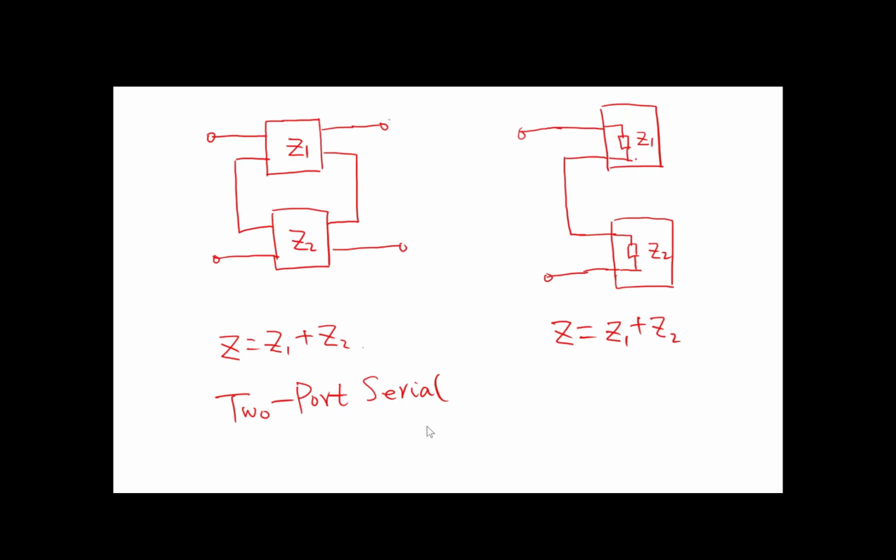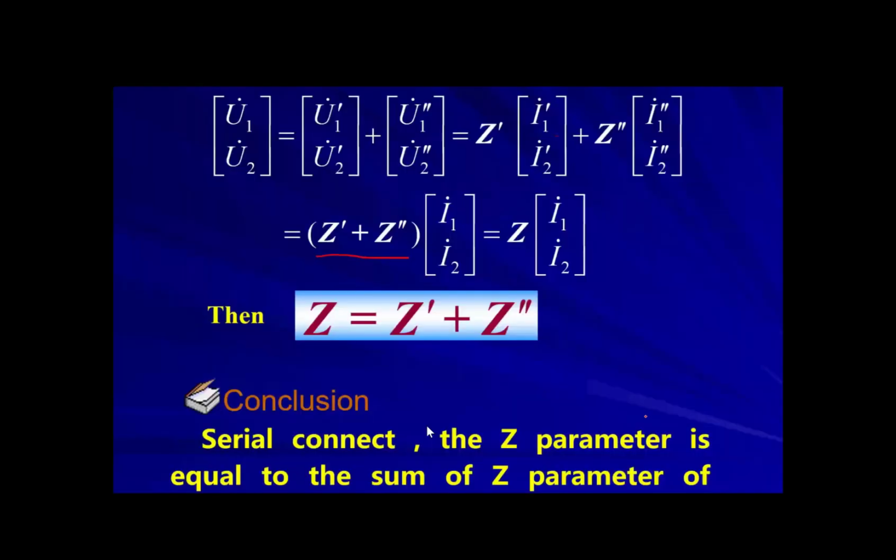So this zero connect for the one-port network, zero connect. They are very similar. One-port network zero connect and two-port network zero connect are very similar. We have discussed the one-port parallel, two-port parallel, and one-port zero, two-port zero. And when zero connect, the Z parameter is equal to the sum of the original Z parameter sets.